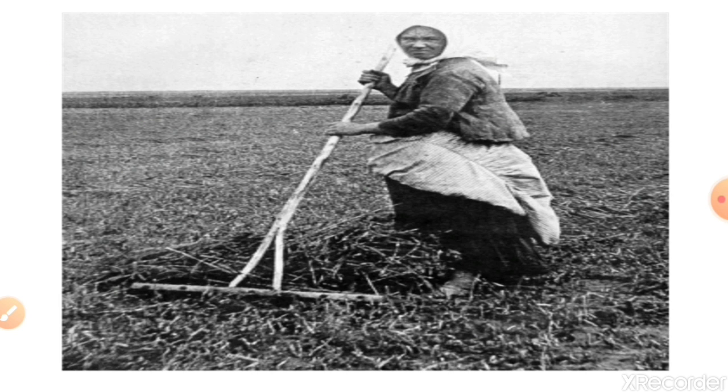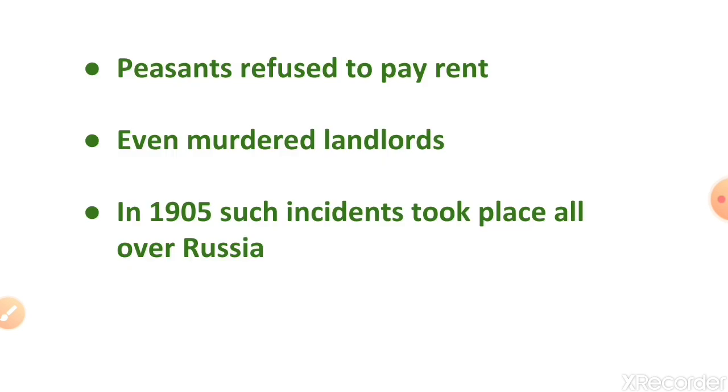Here is the picture on your monitor of the peasant working on the land. Here I was talking about 1902, when the peasants murdered the landlords. It took place on a large scale in South Russia. But in 1905, such incidents took place all over Russia.